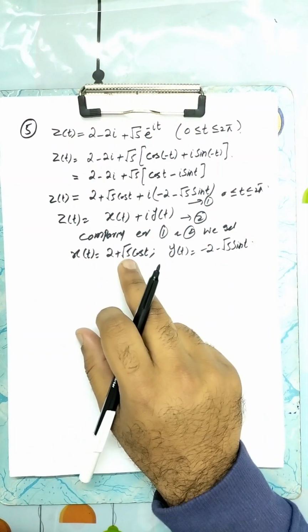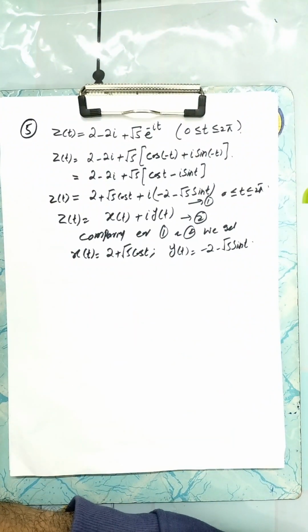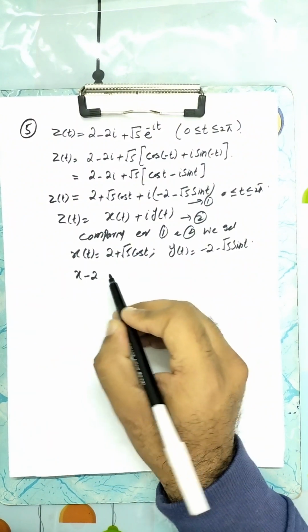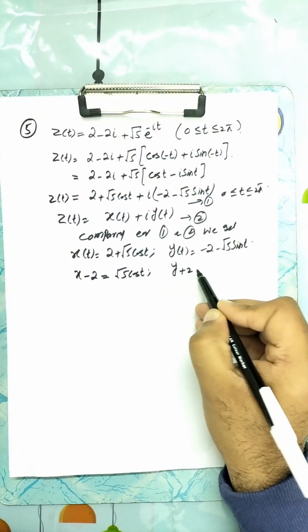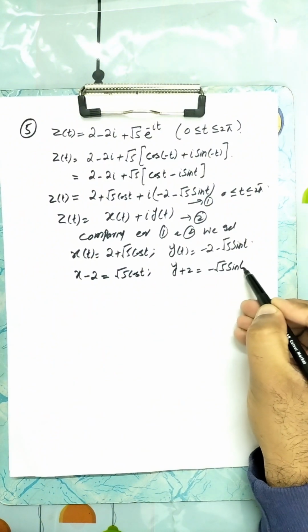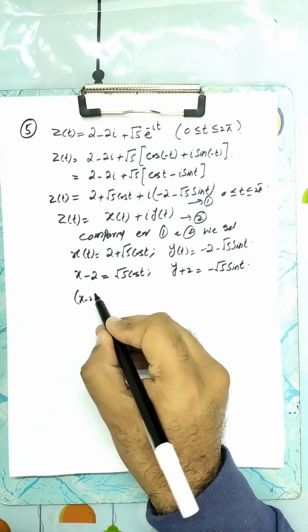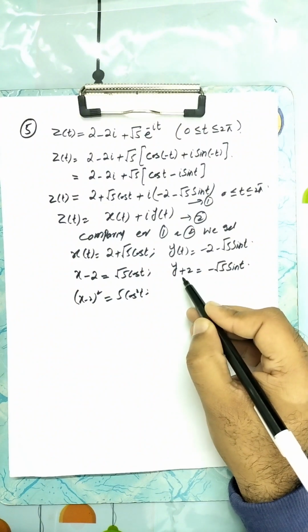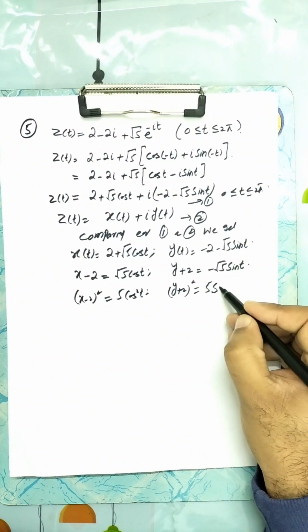So the next step is we remove the parameter t. How to remove the parameter t? By using a trigonometric identity. So x minus 2 is equal to root 5 cos t, and y plus 2 is equal to minus root 5 sine t, and squaring and adding. First we square x minus 2, and this becomes 5 cos square t, and square y plus 2, and this becomes 5 sine square t.